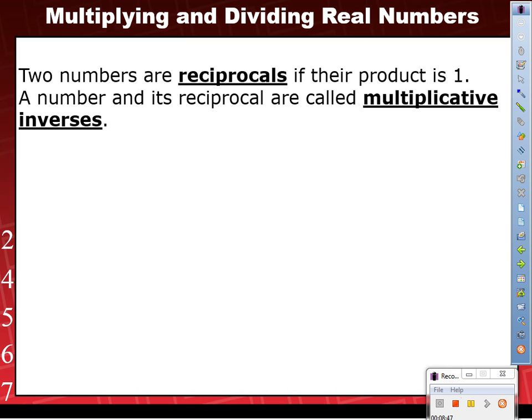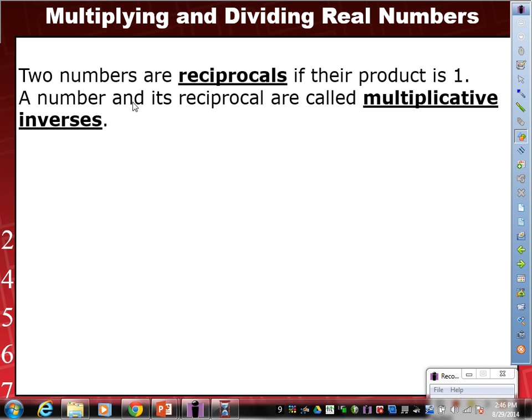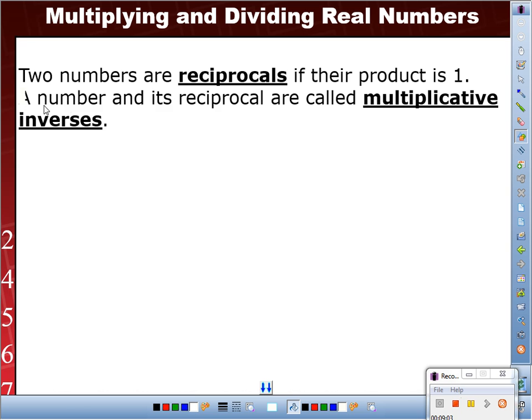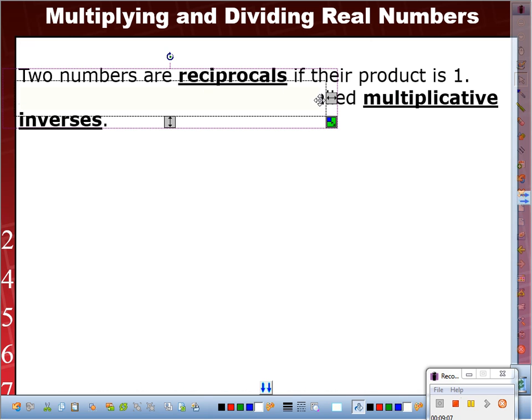Now, on the Q side of your notes, go to the back side again. I want you to copy the first sentence. It says, 2 numbers are reciprocals if their product is 1. What does that mean? If you multiply 2 numbers and the result is 1, then they are reciprocals.